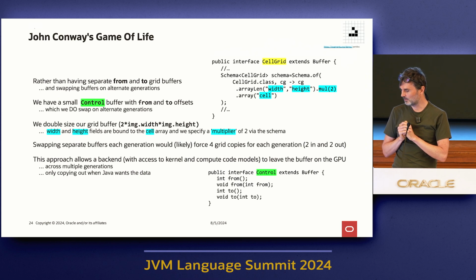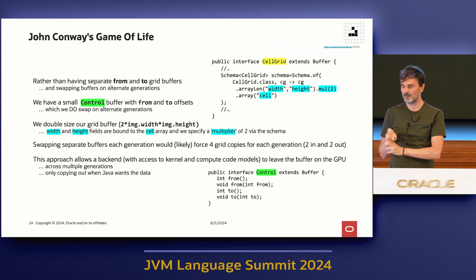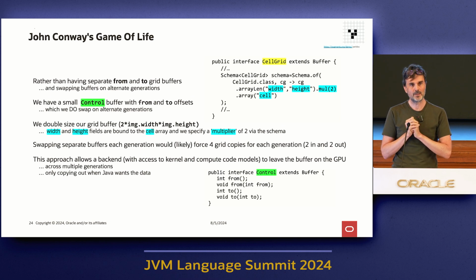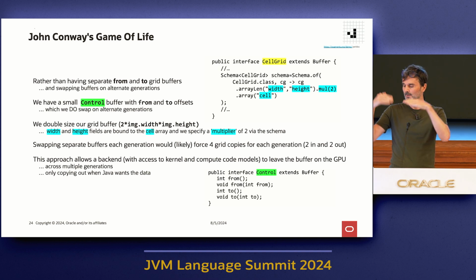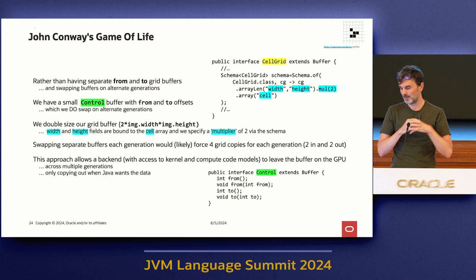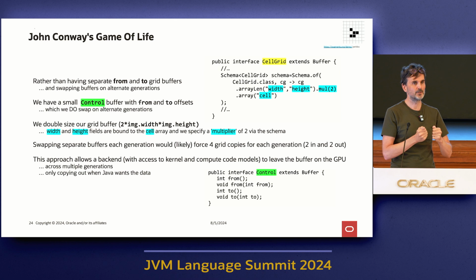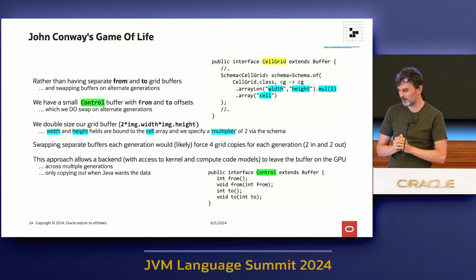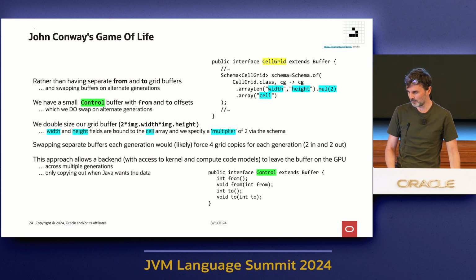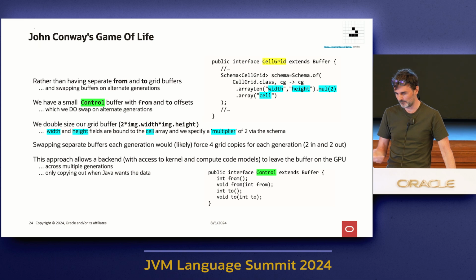And that's what we're doing here. So we have a cell grid, which is effectively a large array allocated with twice the width times the height. And we have a control with int pointers that point into the buffer. So this is how Gary wrote this to reduce the copying between the host and the GPU for the grid when you don't need to display it.